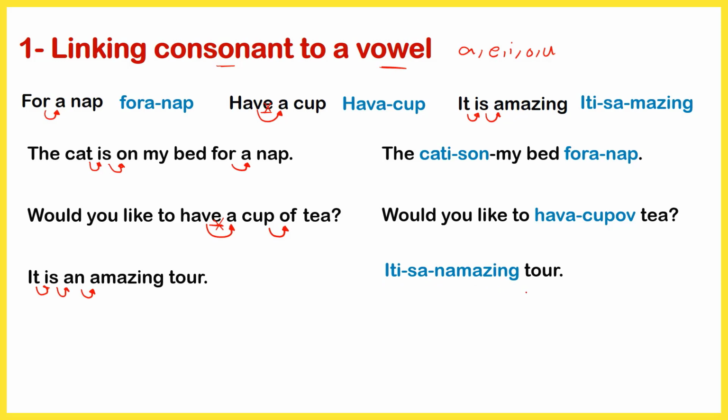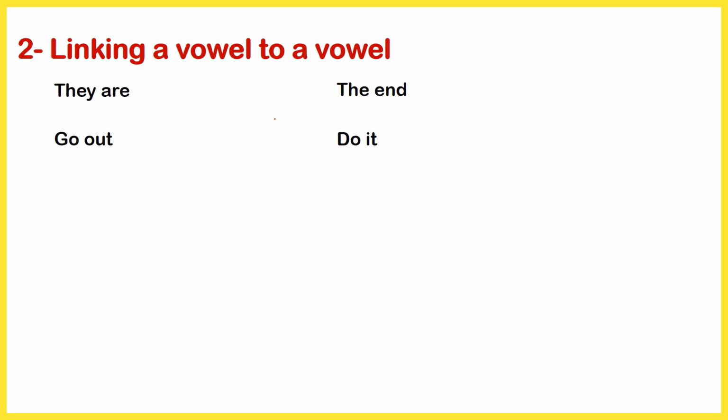Now let's move to the second feature, which is linking a vowel to a vowel. And here we add two sounds, ya sound and wa sound. Let's see how. So the first example, "they are." We don't pause, simply "they are." And of course, the ya sound already exists in the word "they."